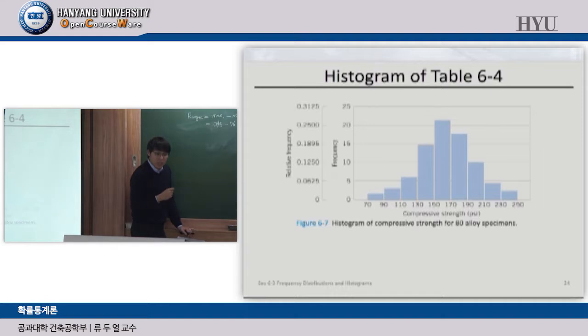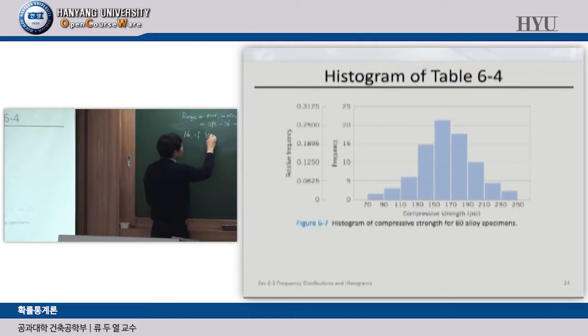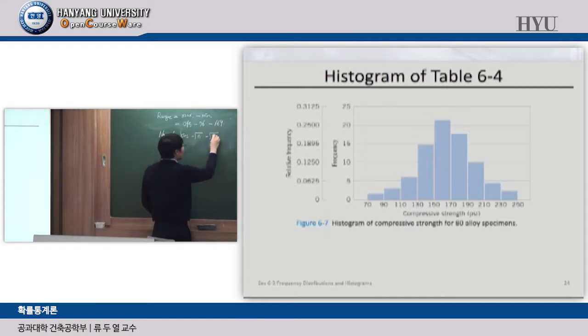And then we need to calculate the number of bins. The number of bins is equal to root n, where n is the total number of observations. In this class, we have 80 alloy specimens, which means this is equal to root 80, and that is equal to 8.9.